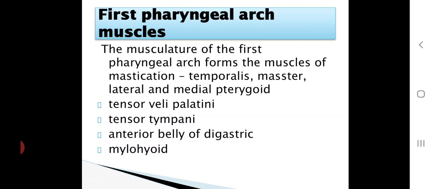The digastric will have 2 bellies, anterior belly and posterior belly. The anterior belly is supplied by the mandibular nerve. The posterior belly will be supplied by the facial nerve. That is the second arch.